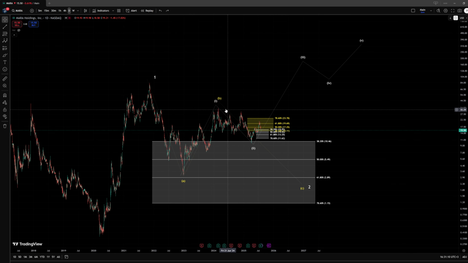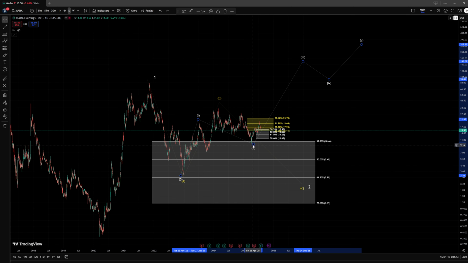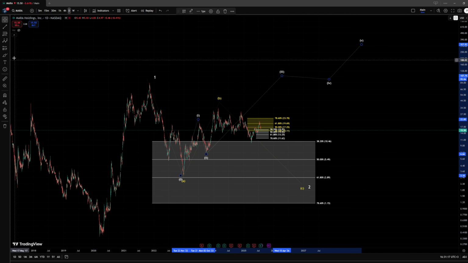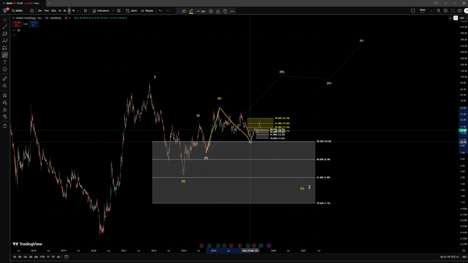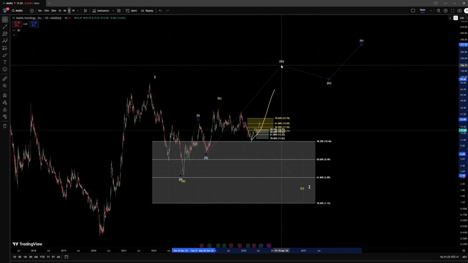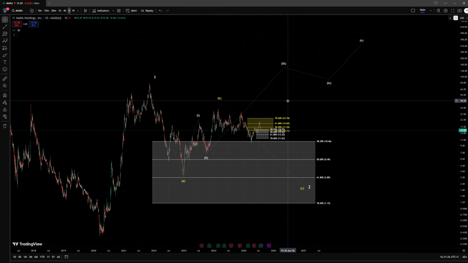Next up, it could also be that this wave 1 completed here instead, still in a diagonal, and then the wave 2 bottomed here, and then we would have A, B, C, where I would only expect a 5-wave move to complete this third wave to the upside.